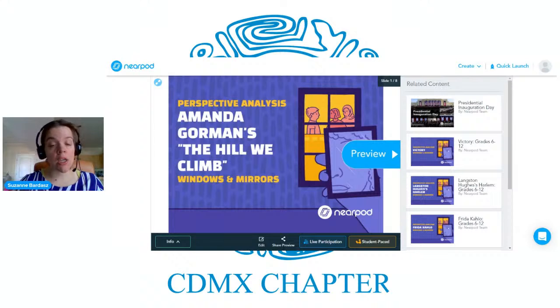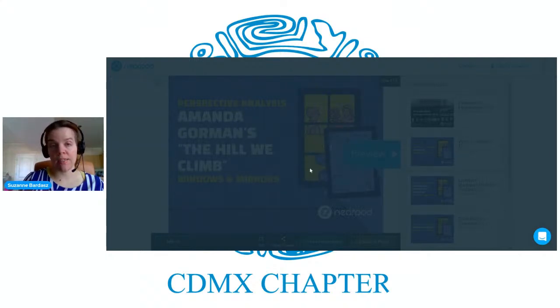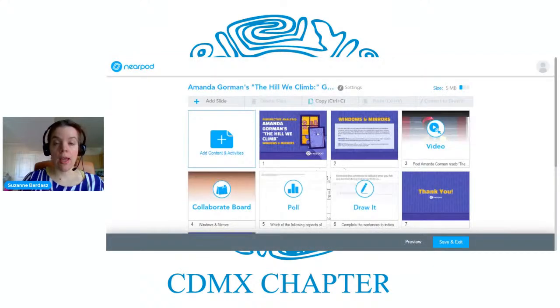So down here below, there's a small button that says edit. So I would click on it. Nearpod's going to ask me, okay, you're going to edit a downloaded lesson. You can keep a copy of the original or you can edit. So we want to edit this lesson. So I would click this white button right here, edit lesson. Okay, and here it is.